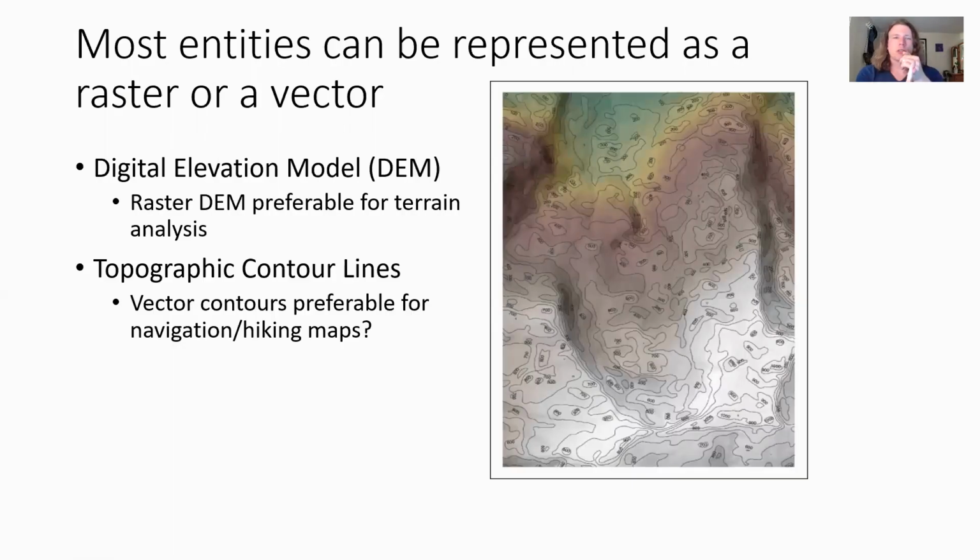So, most entities can be represented as either raster or vector. If we represent elevation with a raster data model, typically it's referred to as a digital elevation model, or a DEM. And these are, generally speaking, preferable for terrain analysis because of the raster overlay and the math that I was talking about. But topographic contour lines might be easier to read on a map, so they might be preferable for navigation or hiking.